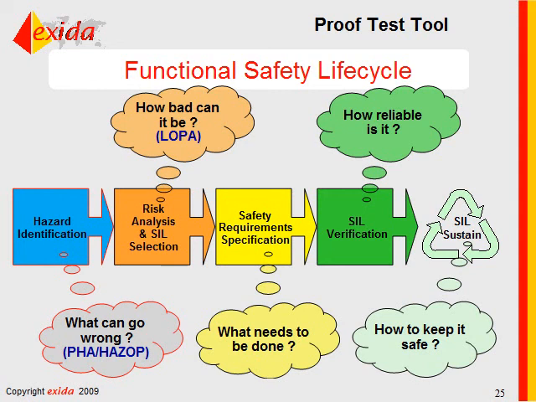So if we look at the safety life cycle, in the simplified format there are several steps that we can identify. Hazard identification, where we try to answer the question what can go wrong. We do a PHA, HAZOP. Risk analysis, SIL selection, where we try to answer the question how bad can it be. We do layer of protection analysis. What needs to be done is a question we try to answer when we do the safety requirements specification. How reliable is it? That's what we're addressing when we do SIL verification. And then finally, how do we keep it safe, or the sustainment of the specific SIL level.